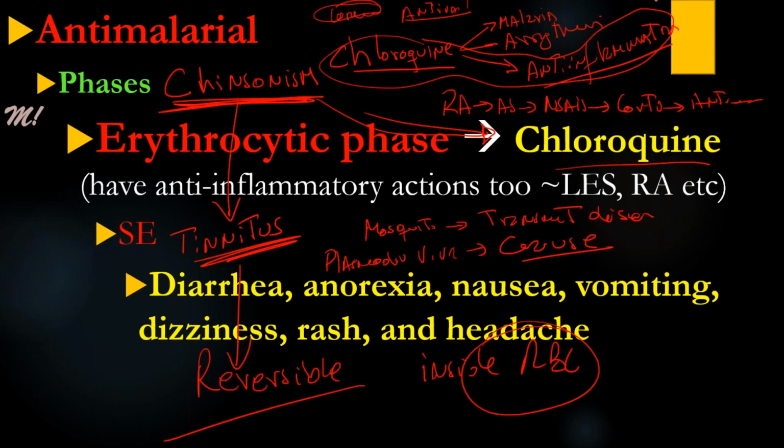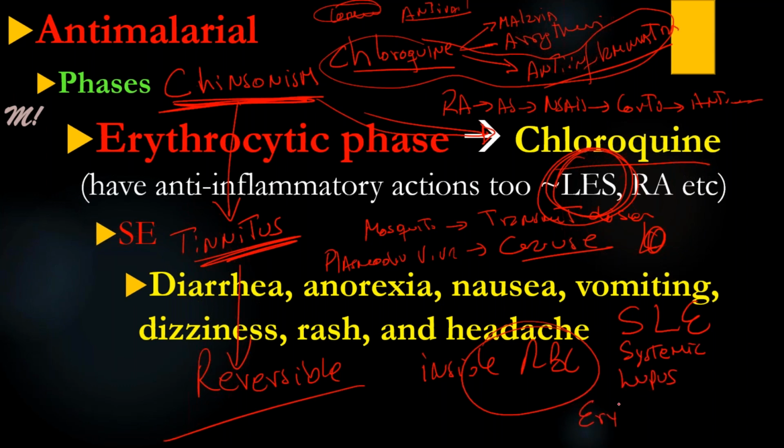Another side effect that I want you to remember very well is SLE. SLE is systemic lupus erythematosus. Erythematosus, so the erythema, redness, especially on the cheeks, forehead, nose. Why? Because it produces photosensitivity. So signs and symptoms of lupus. But it's not going to make you have lupus. I said signs and symptoms similar to lupus.